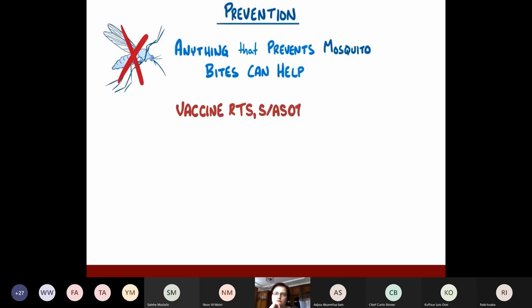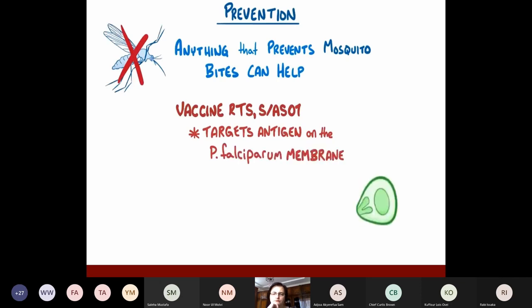All jokes aside, though, this vaccine consists of a recombinant fusion protein which targets an antigen found in the P. falciparum membrane. And while more clinical trial results are necessary before recommending widespread employment of the vaccine, it looks really promising.